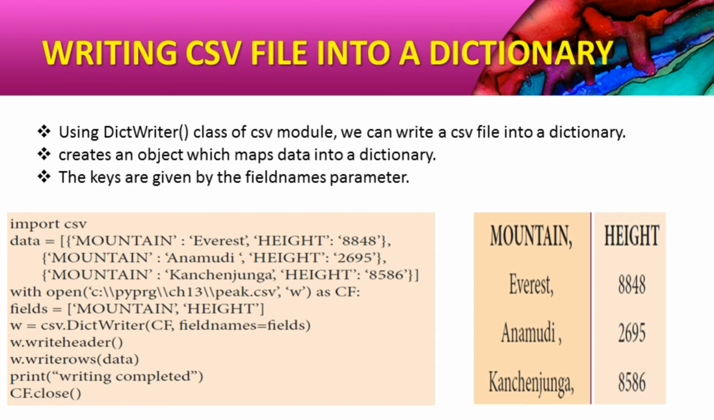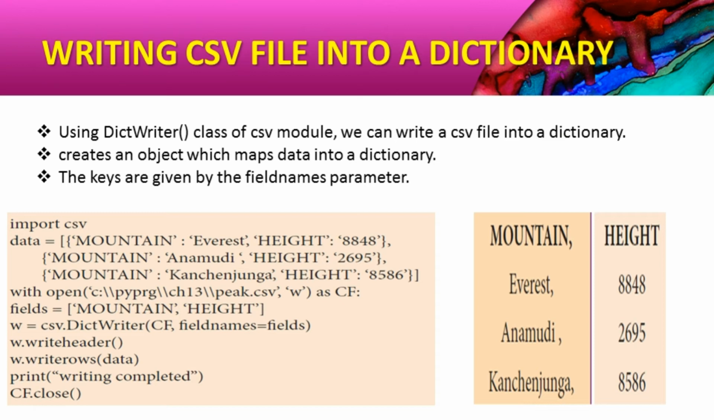We are going to import the CSV module. The data are mountain, Everest, height 8848. Here the field names, that is parameters, are mountain and height. We are going to print some field values as Everest 8848, Anamudi 2695, Kanchenjunga 8586.